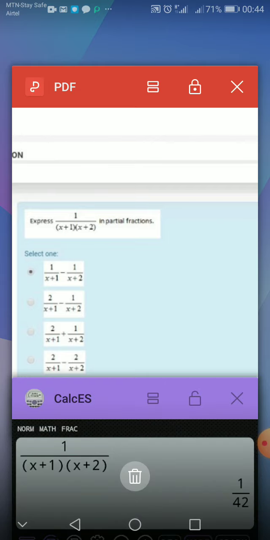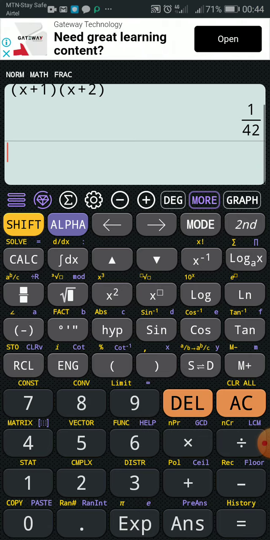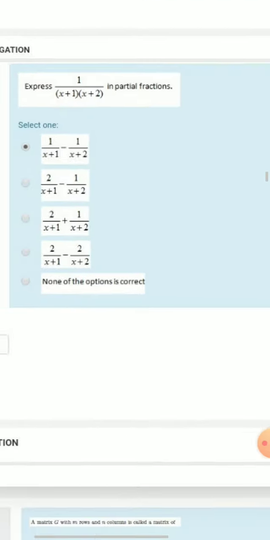Let's see the first option, 1 over x plus 1 minus 1 over x plus 2. So let's see how that works. 1 all over alpha x plus 1, then minus 1 over alpha x plus 2. Okay, then just press equal to, you see 1 over 42. I don't need to test the others. This is the answer, giving us the same thing. Your calculator can also do this with your cursor.